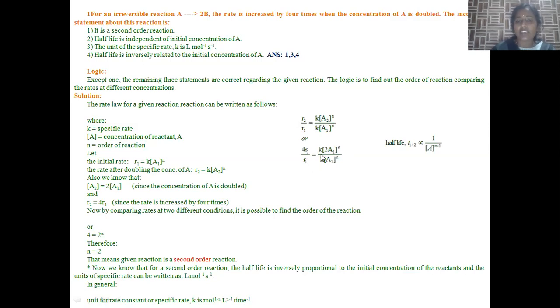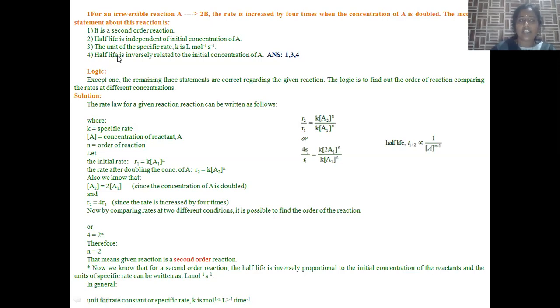Hence the relation is 2 to the power n is equal to 4. When 2 to the power n is equal to 4, n is equal to 2, because when we multiply 2 with 2, only then it becomes 4. Hence n is equal to 2. Based on this, we can conclude that the given reaction is second order. If it is second order, the units will be liter mole inverse second inverse. It is also a correct statement.